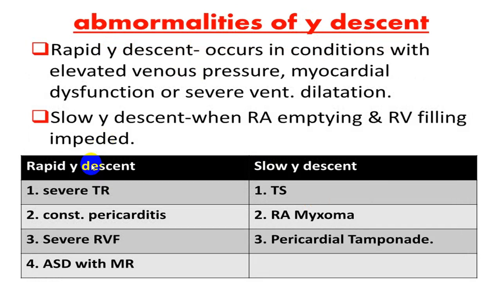Prominent Y descent in severe TR and slow Y descent in TS. Remember these two conditions. TR will produce a very big Y descent because the tricuspid valve remains open, so it will be a prominent Y descent. While in TS, the blood will find difficulty to enter into the right ventricle during the ventricular diastolic period. Hence, the Y descent will be slow and reduced.